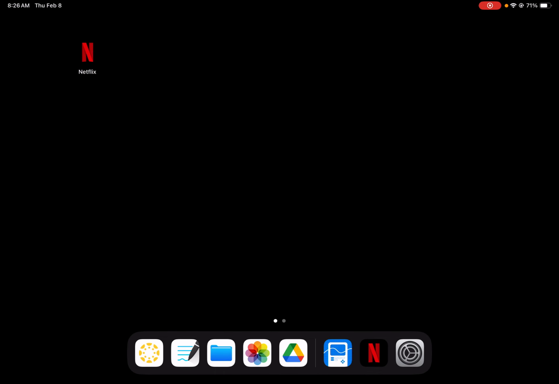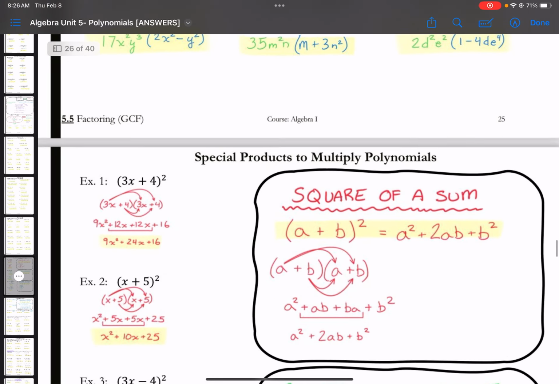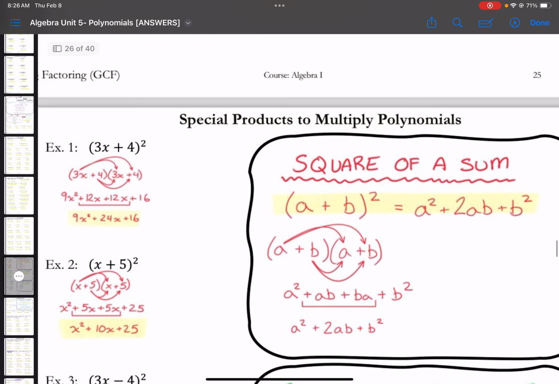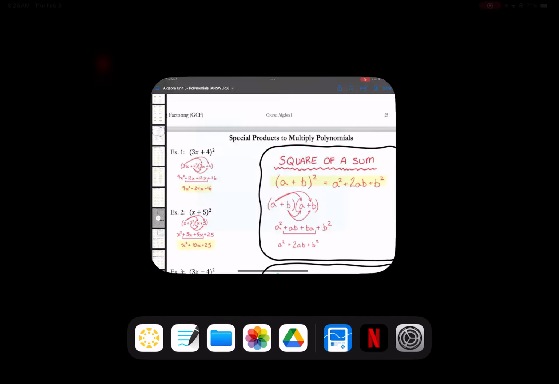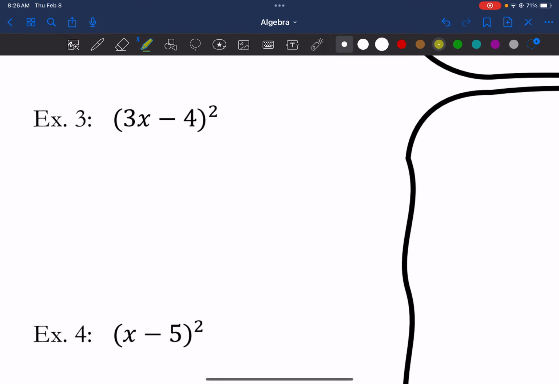There is a pattern to it, so you're going to go ahead and pause the video to take these notes. And you can follow these rules. Whenever you see something plus something, the entire quantity squared, you can just say, okay, a squared plus 2ab plus b squared. Go ahead and pause the video so you can take these notes. Once you've taken the notes, we're going to try example number 3.